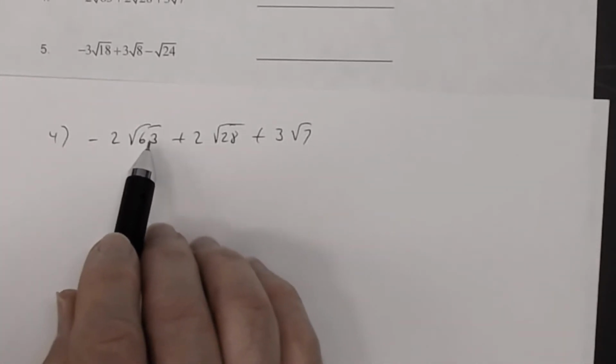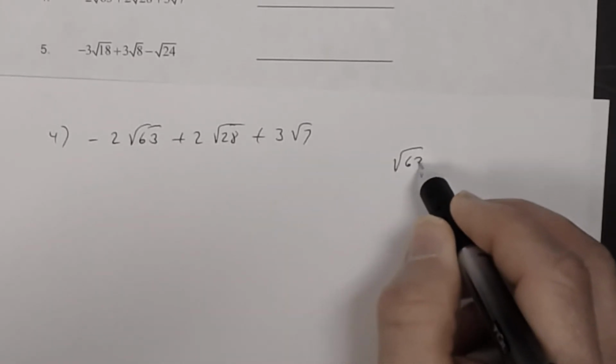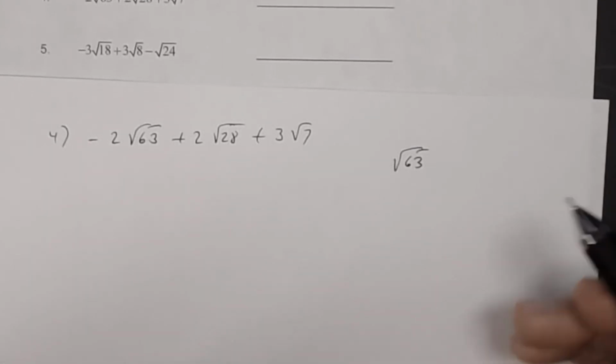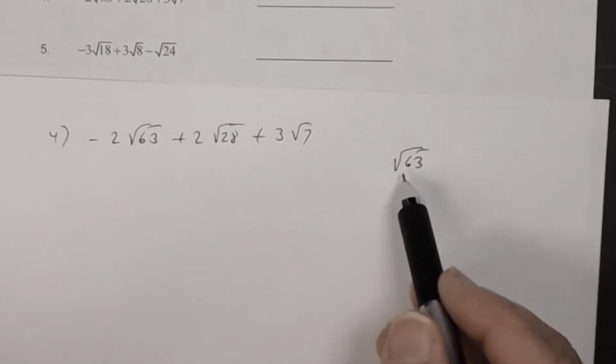All right, now let's see if we can simplify these radicals. So let's look at the square root of 63. So think about the square root of 63. Is there a perfect square besides one that goes into 63? All right, well, let's check them. So the next perfect square after 1 is 4.